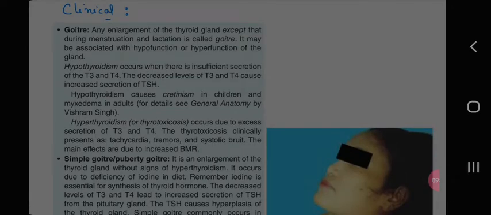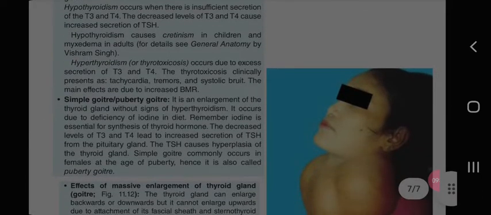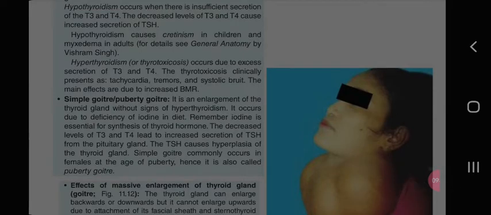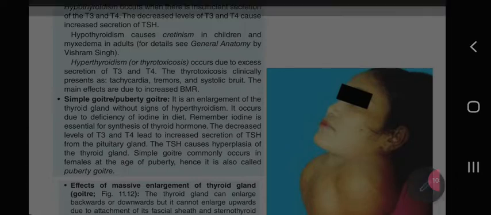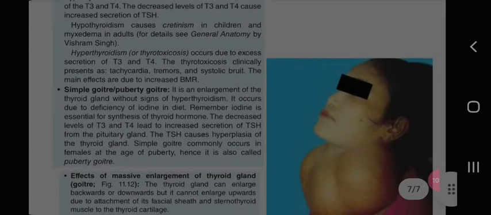Clinical: goiter. Any enlargement of the thyroid gland, except that during menstruation and lactation, is called goiter. It may be associated with hypofunction or hyperfunction of the gland. Hypothyroidism occurs when there is insufficient secretion of T3 and T4. The decreased level of T3 and T4 causes increased secretion of TSH. So there is negative feedback regulation.